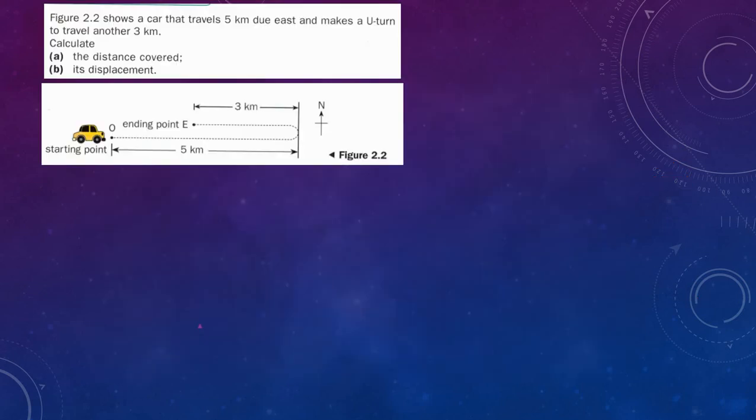Now let's take some examples. If you look at this question, what is it telling you? A car travels 5 meters due east and makes a U-turn to travel another 3 meters. What is the distance covered? Just now I told you the distance formula. Distance is the total distance traveled by a moving object, the total path or total length traveled.